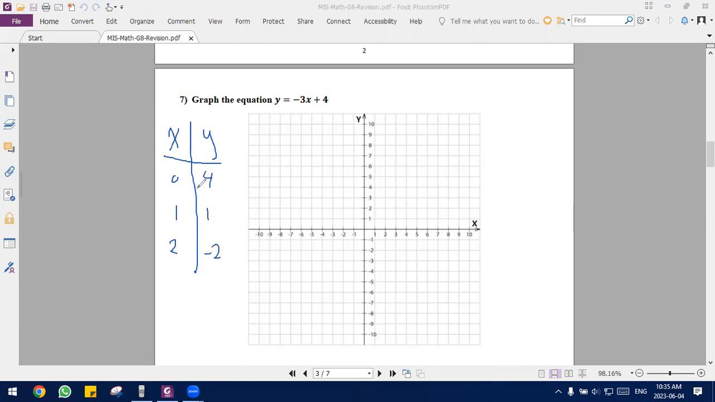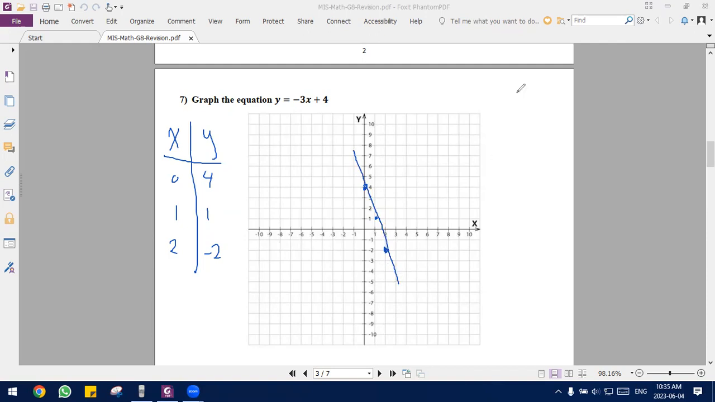Now to do the graph, I place the point. x is 0, y is 4. This is the first point. x is 1, y is 1. Second point. x is 2, y is minus 2. Third point. And then I match them with a straight line. So make sure that you have a ruler in the exam.